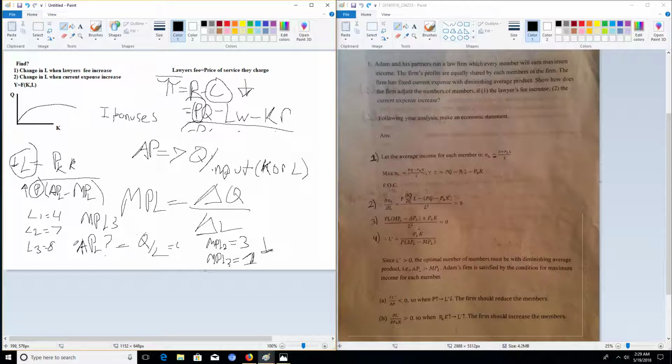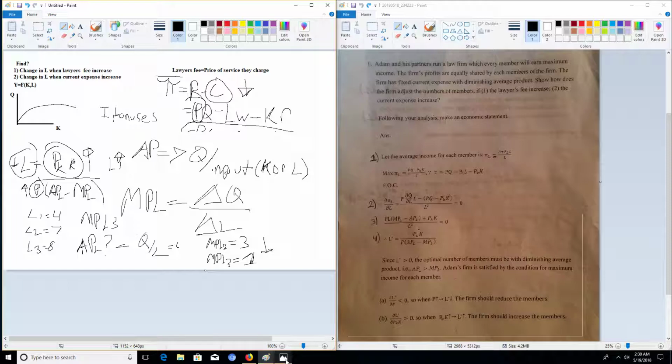And then for the second part, the change in L when current expenses increase, right? Expenses is this, returns to capital. So this is in the numerator. When this increases, L increases. And so when current expenses increase, they should increase labor.